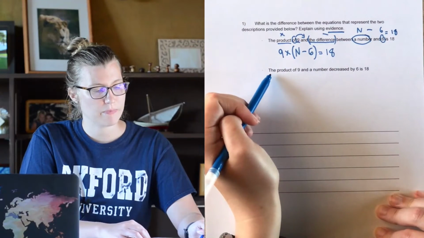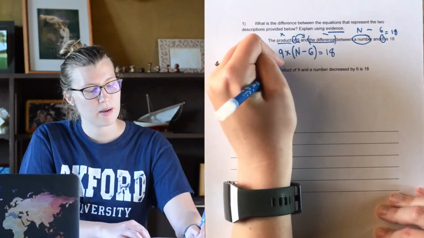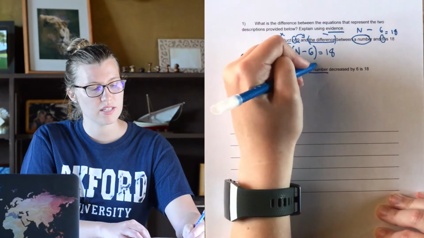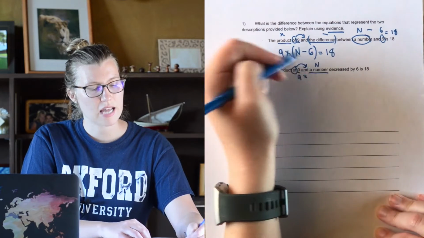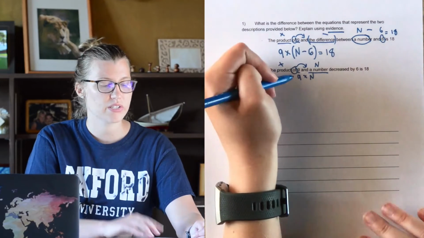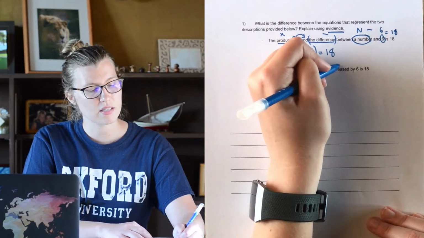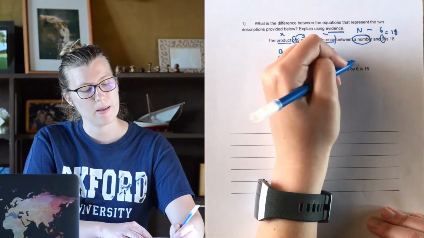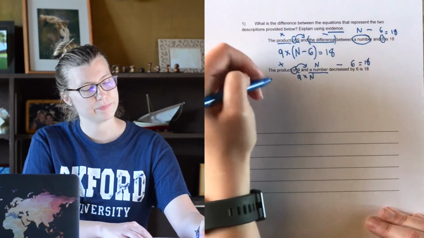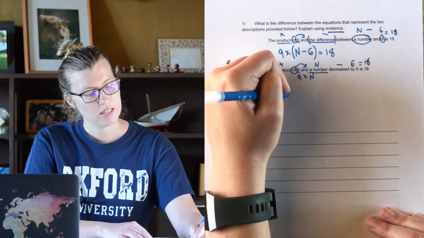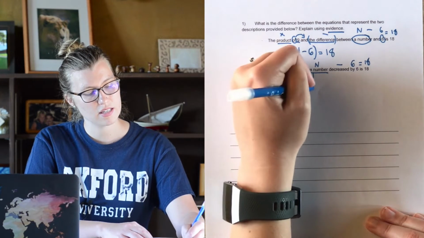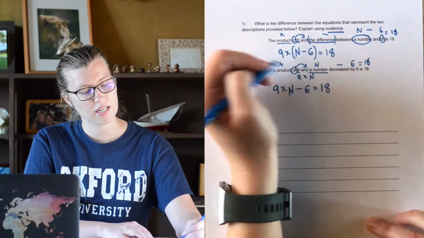Okay, let's look at the next one. The product, again a product, multiplying, of 9 and a number. Oh, this is different this time. It is 9 times a number. It doesn't say difference, it says a number. So 9 times a number decreased or subtracting by 6 is 18. So 9 times a number decreased or take away 6 equals 18.